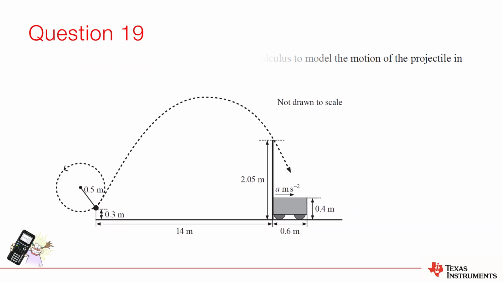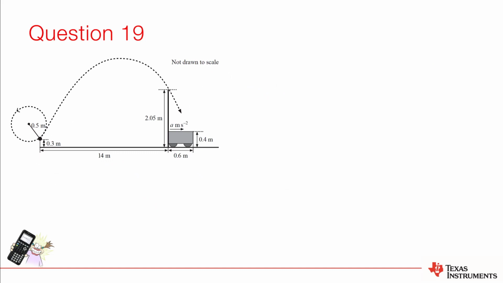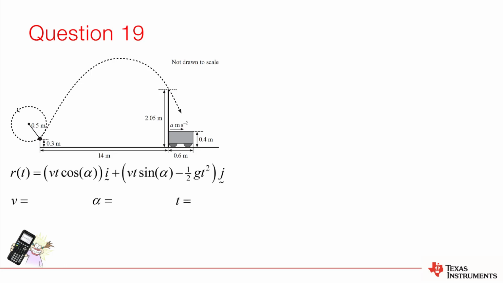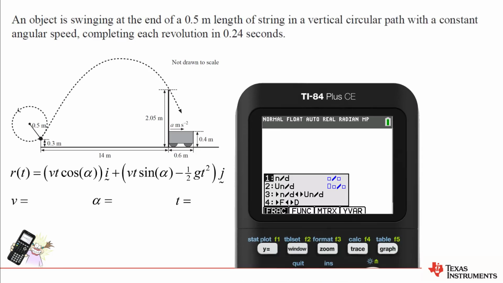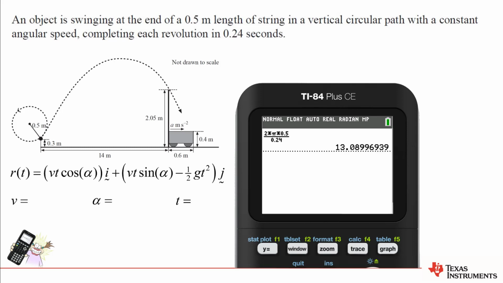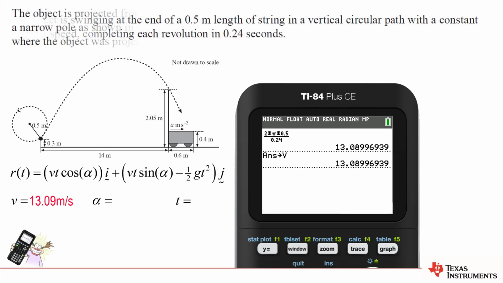To calculate P or T for the projectile using vector calculus, as the question instructs, means we must determine the launch velocity. We have information about the launch speed through the circular motion that initiates the projectile launch. For the speed, we know that the projectile is being spun around in a circle of radius 0.5 meters every 0.24 seconds. This means that the projectile covers pi meters every 0.24 seconds, so it has a speed of 13.09 meters per second. I'll store this as v.